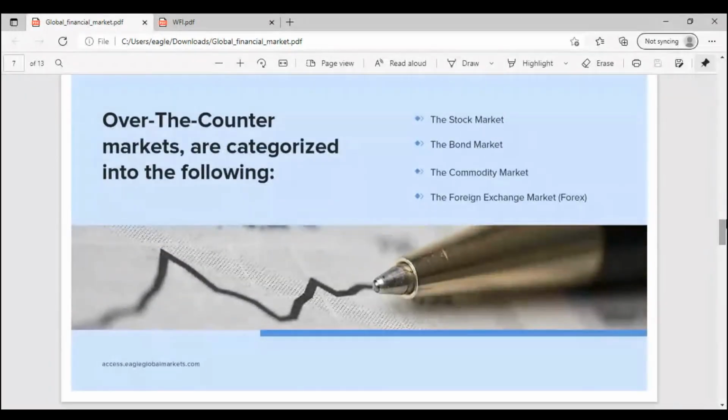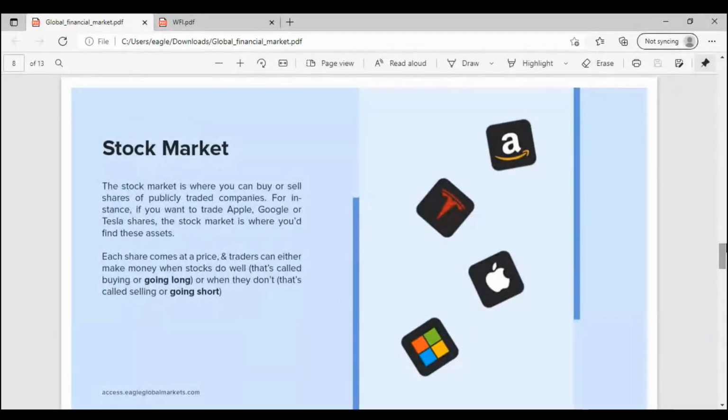Now, over-the-counter markets are categorized into the following, okay? The stock market, this is now based on the derivative aspect, okay? The stock market, the bond market, the commodity market, and the foreign exchange market, which is the Forex market. The stock market, I'm sure we are all familiar with stocks. Even if we don't hold any in our portfolio, we are actually familiar with stock. The stock market is where you can buy or sell shares of publicly traded companies. For instance, if you want to trade Apple, Google, or Tesla shares, the stock market is where you find this asset to buy or sell them.